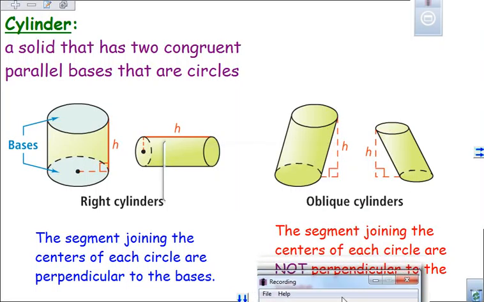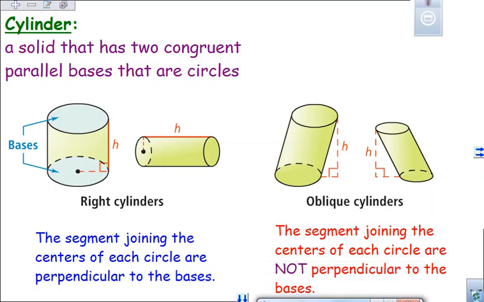The second part of our video for Lesson 11.2 talks about cylinders. A cylinder is a solid that has two congruent parallel bases that are circles. So again, we have right cylinders and we have oblique cylinders. In right cylinders, the segment joining the centers of each circle is perpendicular to the base. In an oblique cylinder, the segment joining the centers of each circle is not perpendicular to the base.